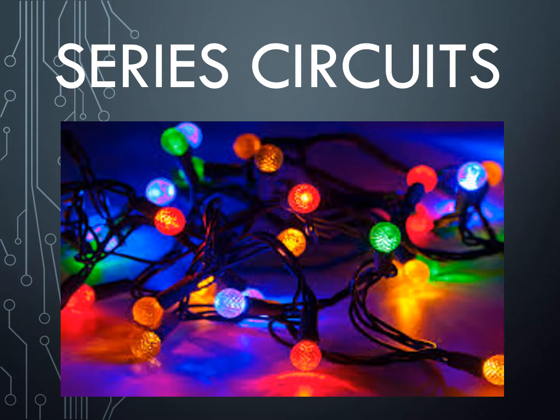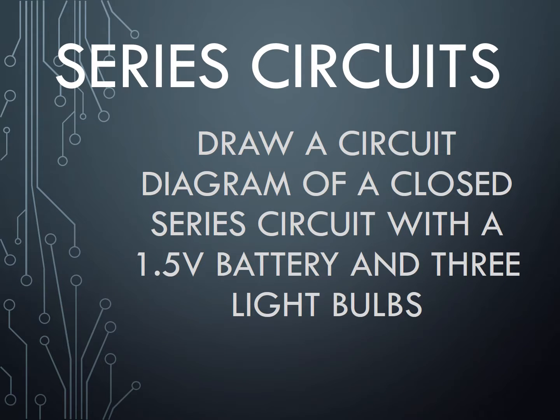Hi guys, today we're going to be talking about series circuits and how energy flows through them. So what is a series circuit? We talked about this a little bit yesterday. In a series circuit, current only follows one path, and this is the only way electricity can flow. Current follows only one path from the positive to the negative end of a battery.